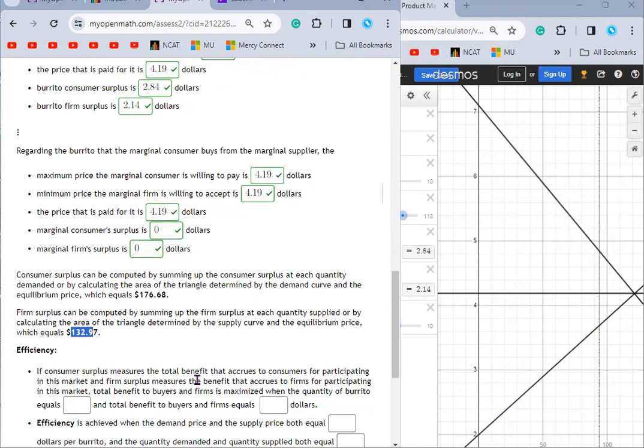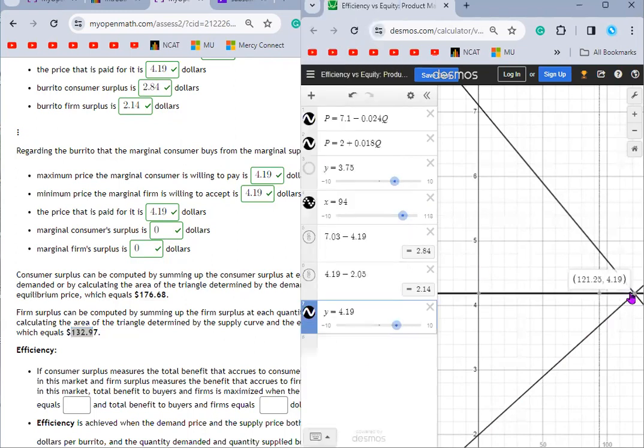So now we're going to get to the efficiency argument. If consumer surplus measures the total benefit that accrues to consumers for participating in this market voluntarily, and firm surplus measures the benefit that accrues to firms for participating in this market, total benefit to buyers and firms is maximized when the quantity of burritos equals what? So remember, the market quantity that is supplied and demanded is 121.25.